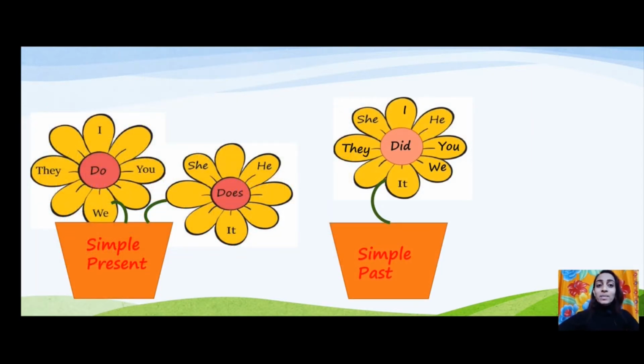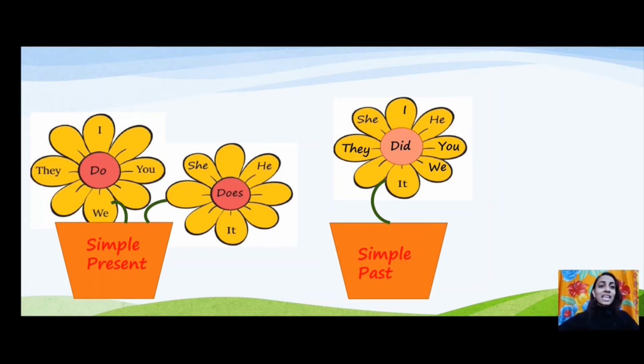The auxiliary verbs do and does are used in simple present tense, and the auxiliary verb do is used with plural subjects like I, you, they and we. And the auxiliary verb does is used with singular subjects he, she and it. And did is used in simple past tense, and it is used with the subjects I, you, we, it, they, she, he. Means with all the subjects we use did in the simple past tense.